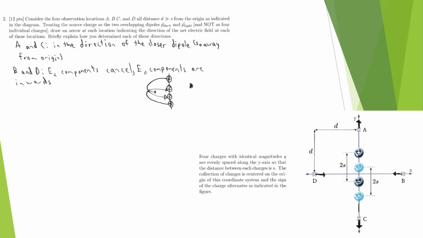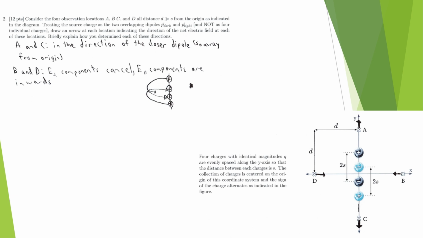And then A and C, they go in the direction of the closer dipole. And I think it's kind of a bogus answer, to be honest with you, because we're assuming in this case that D is much greater than s. So the idea that it would go towards the closer dipole sort of is defeated by the fact that we're assuming s to be negligible, right? So for A and C, I just disagree with the key on this one.